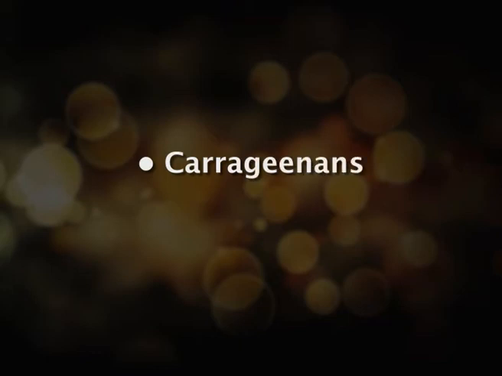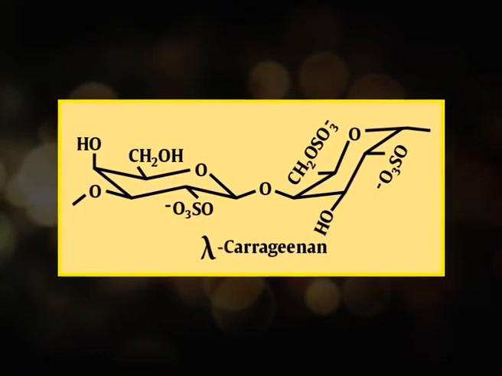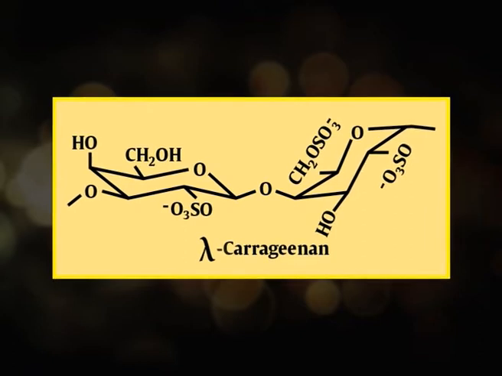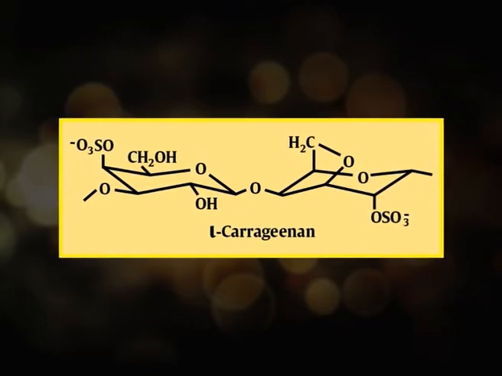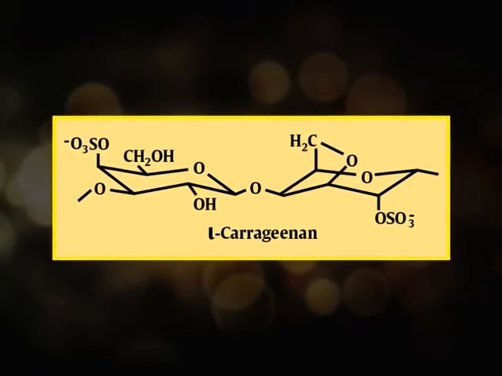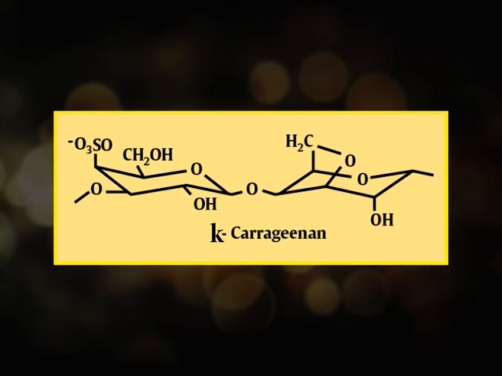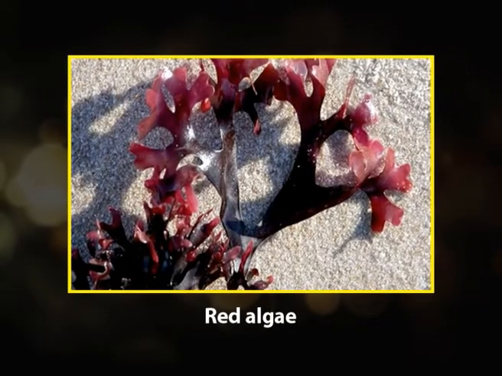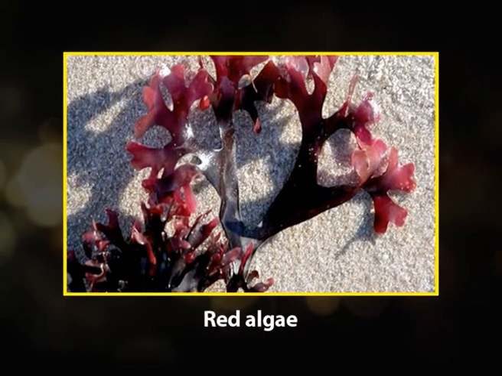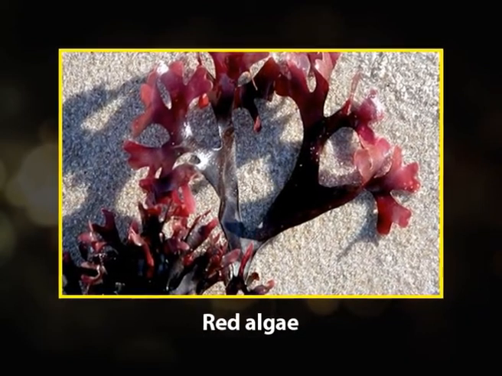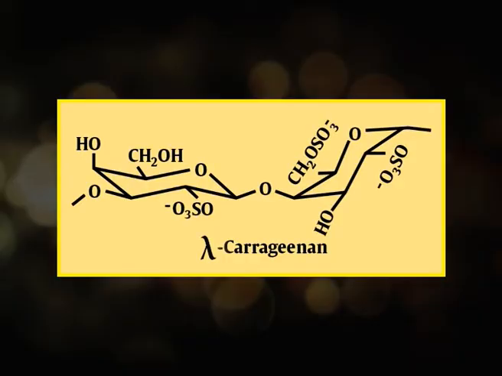Carrageenans. The carrageenans are mixtures of several related galactans having sulfate half ester groups attached to the sugar units. They are extracted from the red seaweeds with a dilute alkaline solution. The sodium salt of a carrageenan is normally produced.